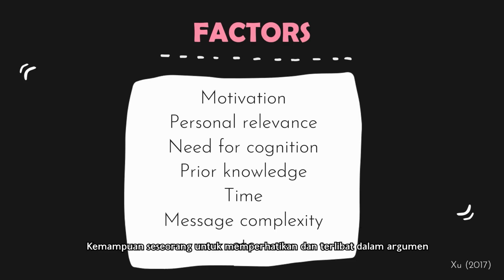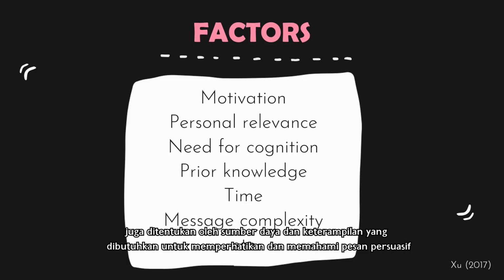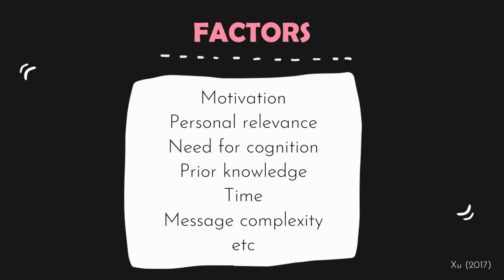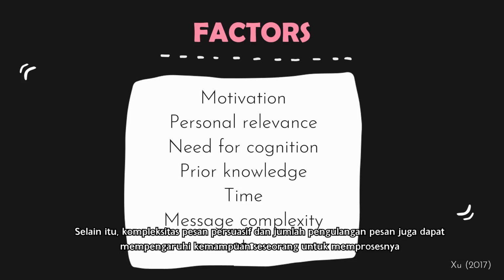A person's ability to pay attention and engage in the argument is also determined by the resources and skills needed to attend and understand the persuasive message. This includes the amount of background knowledge, the presence of distraction, and the amount of time allowed to complete the judgment. In addition, the complexity of the persuasive message and how many times the message is repeated may also affect one's ability to process it.